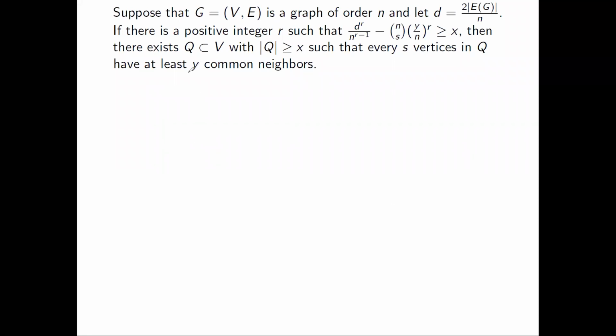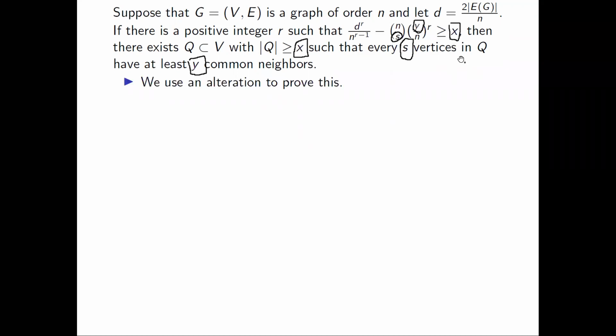I just want to point out here, the y common neighbors here, this is the same as the y that we see right here. Moreover, the s vertices right here, this is the same as the s that we see right here. And like I mentioned before, this x is the same as this x. So let's try to prove this.